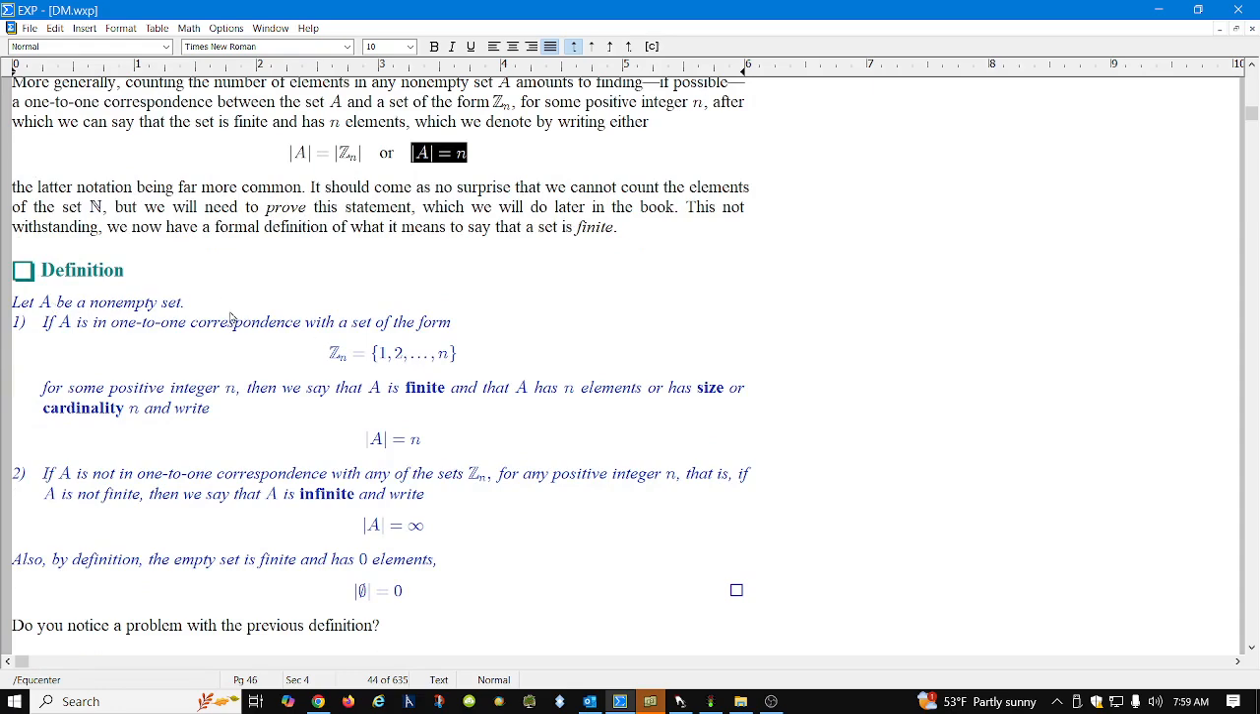So let A be a non-empty set. If A is empty, by the way, I'll say it now, it's by definition finite, and by definition has 0 elements. But if A is non-empty, if A is in one-to-one correspondence with one of these sets, Zn, then we say that A is finite and A has n elements, or has size n, or has cardinality n. And write this.